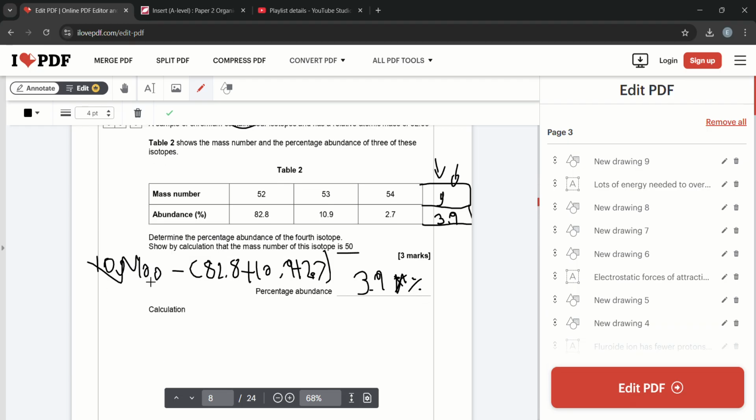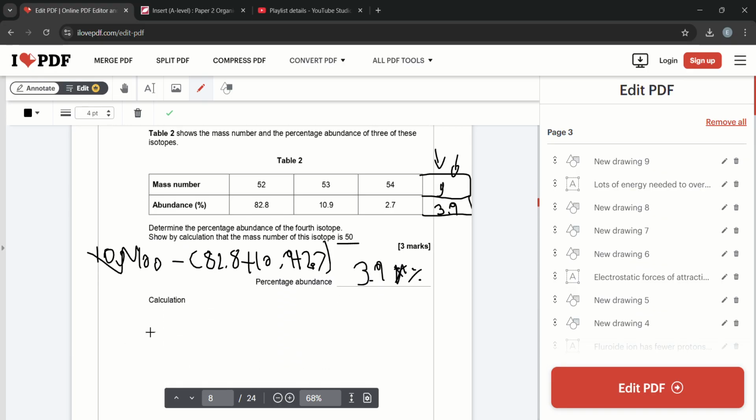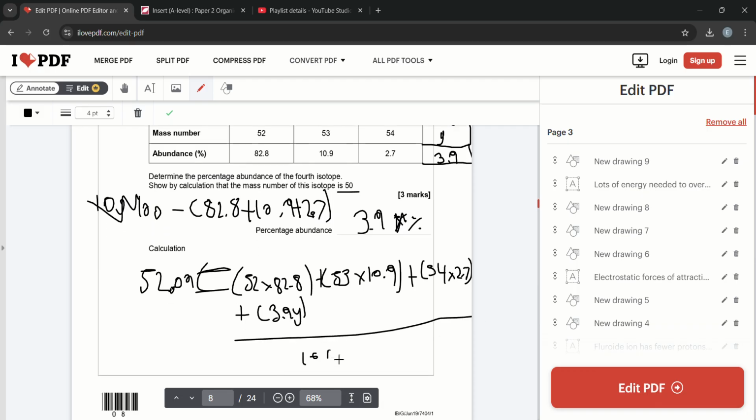Now let's substitute the values in. We know that AR is 52.09. Also the total mass is going to be 52.09 is equal to 52 times 82.8 plus 53 times 10.9 plus 54 times 2.7 plus 3.9y, divided by 100. Percentage, right?